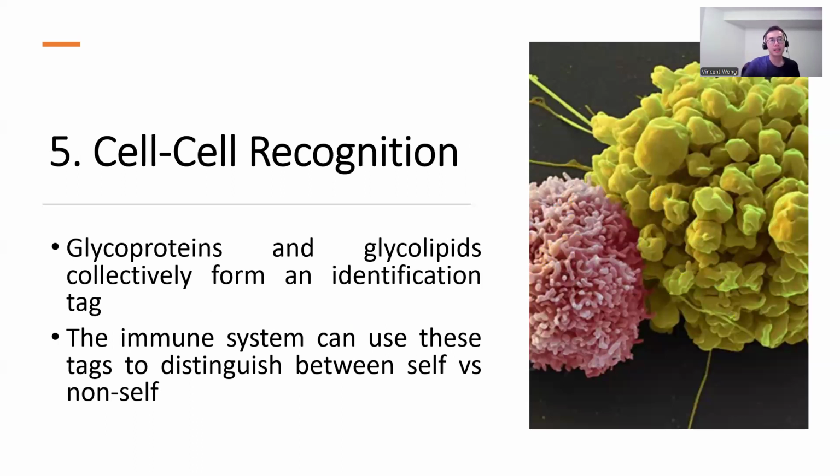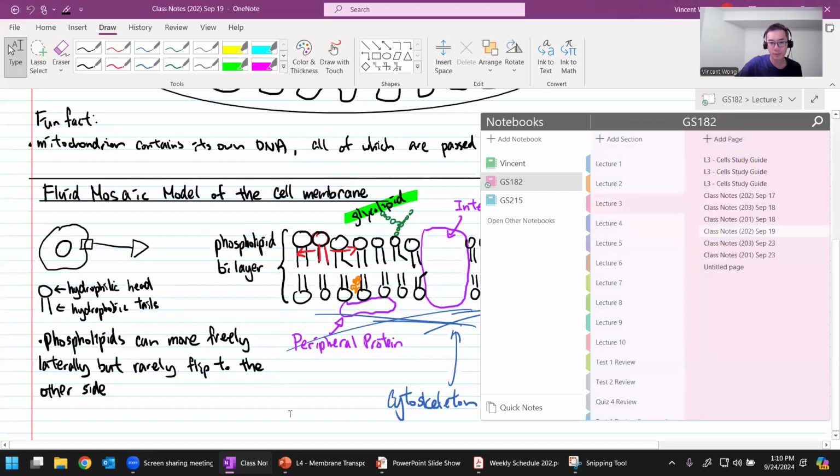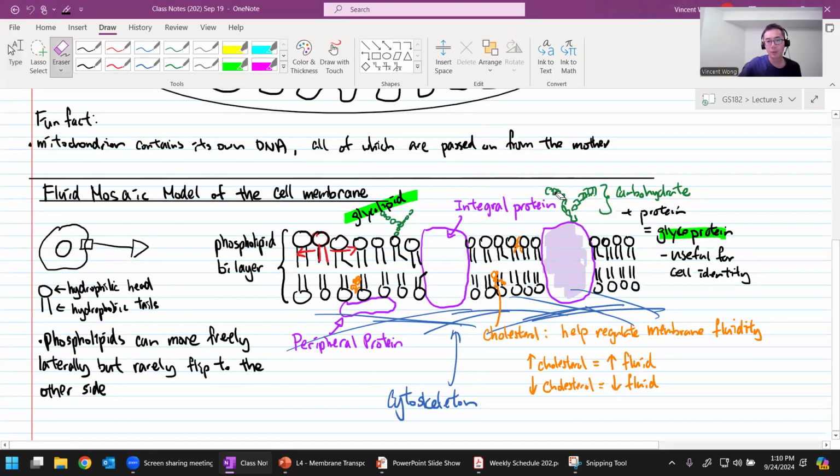Next, we have another function of membrane protein is cell-cell recognition. Okay? We drew the glycoproteins and the glycolipids last time. Let me just refresh your memory on what they look like. Hopefully, you still have the picture. Right? These glycoproteins are sugar stuck to proteins. Okay? It could be stuck to the integral protein. It could be stuck to peripheral proteins. But of course, the peripheral protein in that case would have to be on the surface. And we have sugar stuck on lipids, which creates these glycolipids.